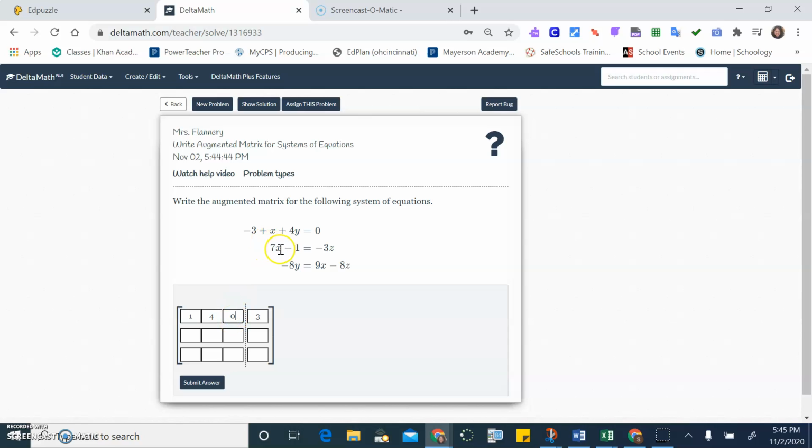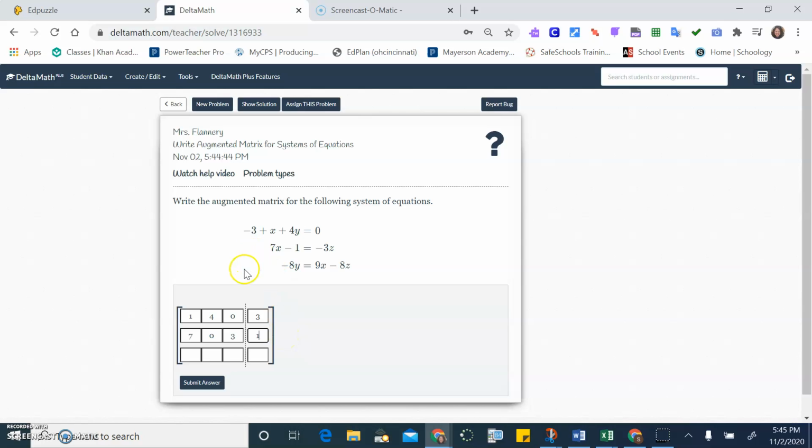Next one. I'm looking for X, Y, Z. So I got X, it's on the correct side. There's no Y, so I'm going to put a 0. The Z is on the wrong side, so I'm going to move it across and change the sign. So it's a 3Z now. Once it moves, it becomes a positive. And then that -1 is on the wrong side, so I'm going to change the sign to 1.